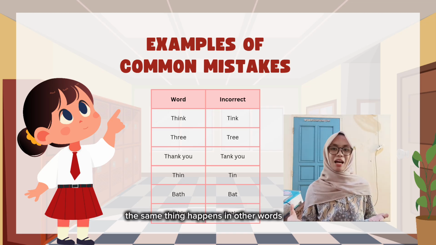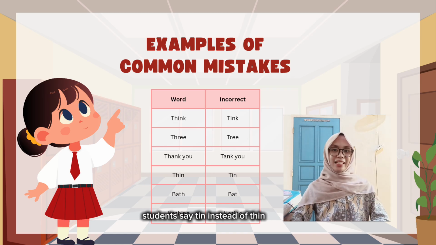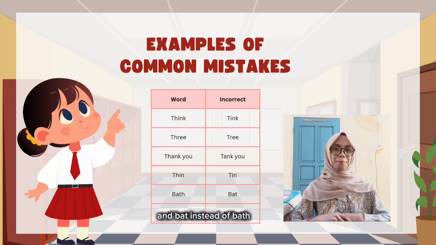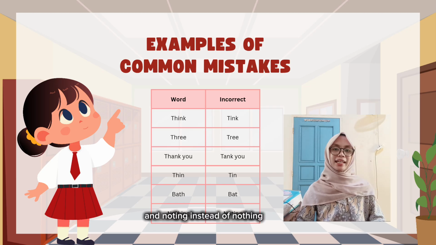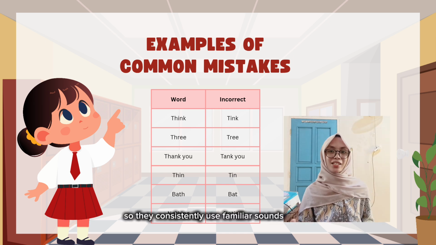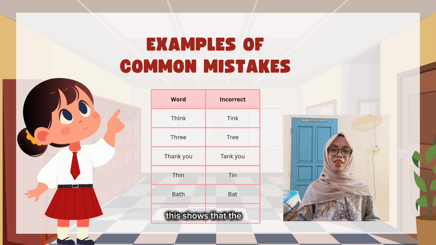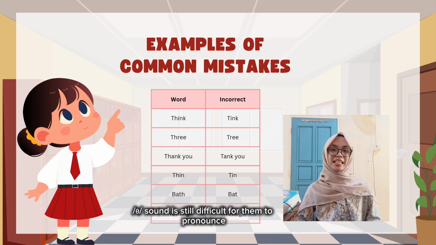The same thing happens in other words. Students say tin instead of thin, and bat instead of bath, and nutting instead of nothing. So, they consistently use familiar sounds like the t sound instead of the th sound. This shows that the sound is still difficult for them to pronounce.